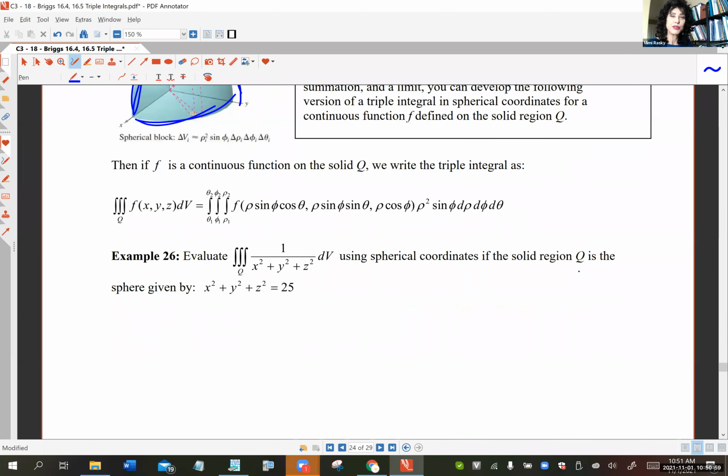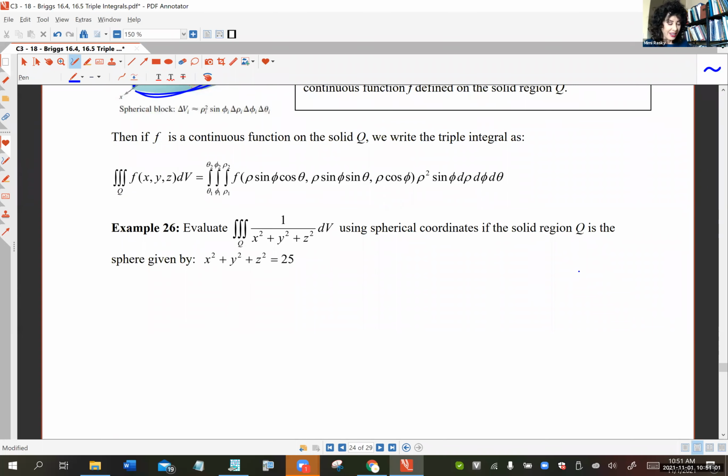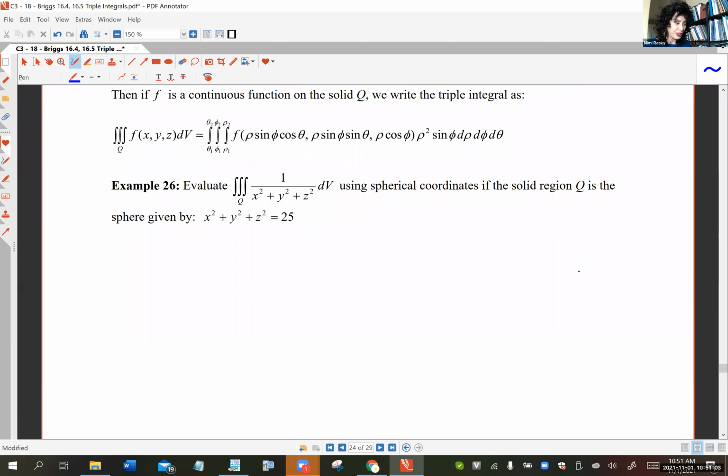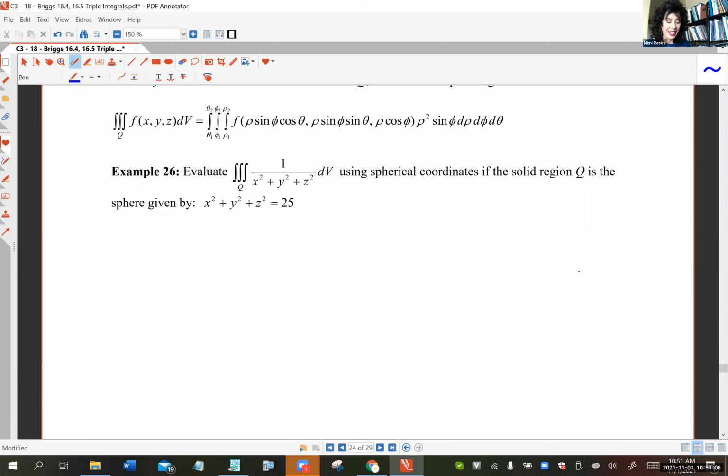You still have to know all your conversion formulas, though. You'll see. So let's take a look at our very first triple integral. Here it is, and they want us to use spherical coordinates.